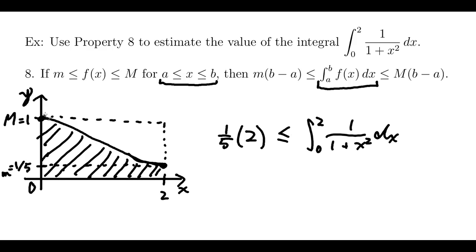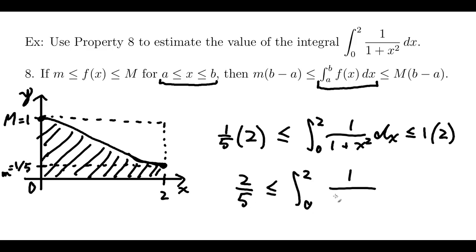And that area is also clearly no larger than the big rectangle that we get by taking 1, which is the maximum value, our big M, and multiplying again by the length of the interval. So what we have is that 2/5 is less than or equal to the integral from 0 to 2 of 1 over 1 plus x squared dx, which is less than or equal to 2. Okay. Property 8.